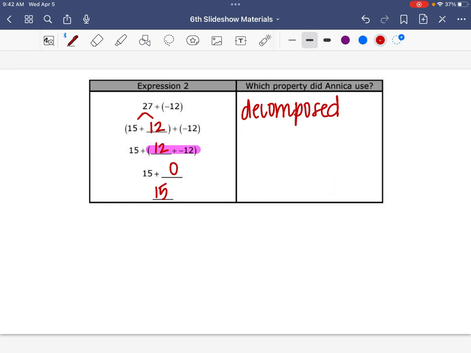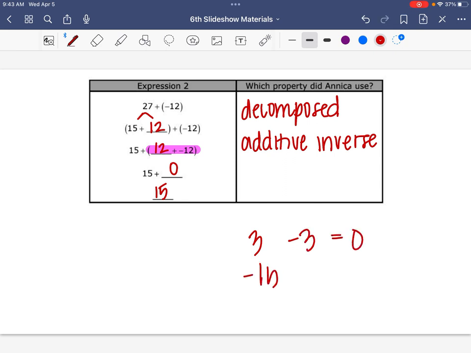And then we used additive inverse. What that means is any number plus its opposite gives us a value of 0. So if I have 3, a negative 3 will make 0. Negative 15 and a positive 15 will make 0. Negative 2x and a positive 2x will make 0. It's just this idea that anything and its opposite will make 0.